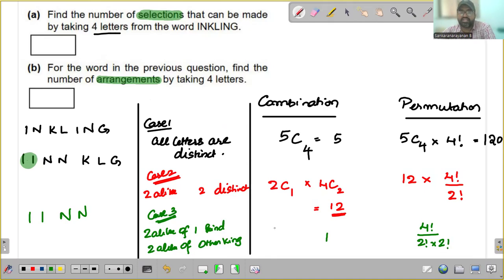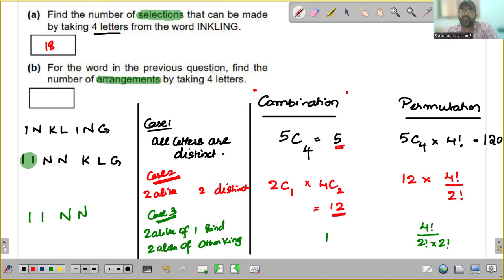Okay. So 3 cases are there. Case 1, all are distinct. Case 2, 2 are alike, 2 are distinct. Case number 3, 2 are alike of one kind, the other 2 are alike of another kind, something like IINN. So the total number of ways in which I can select these letters will be nothing but 5 plus 12 plus 1. The number of selections is 5 plus 12, 17 plus 1, 18 it will come.